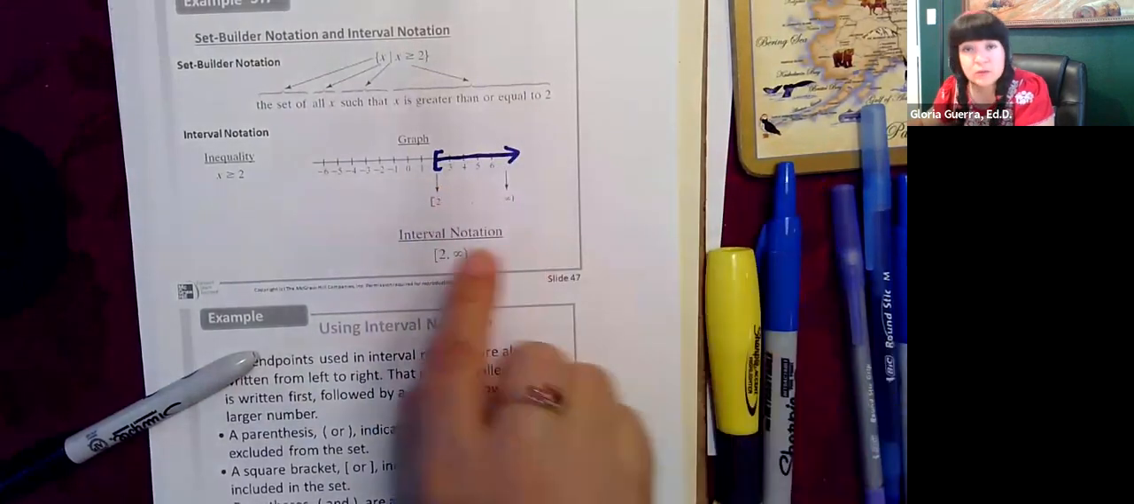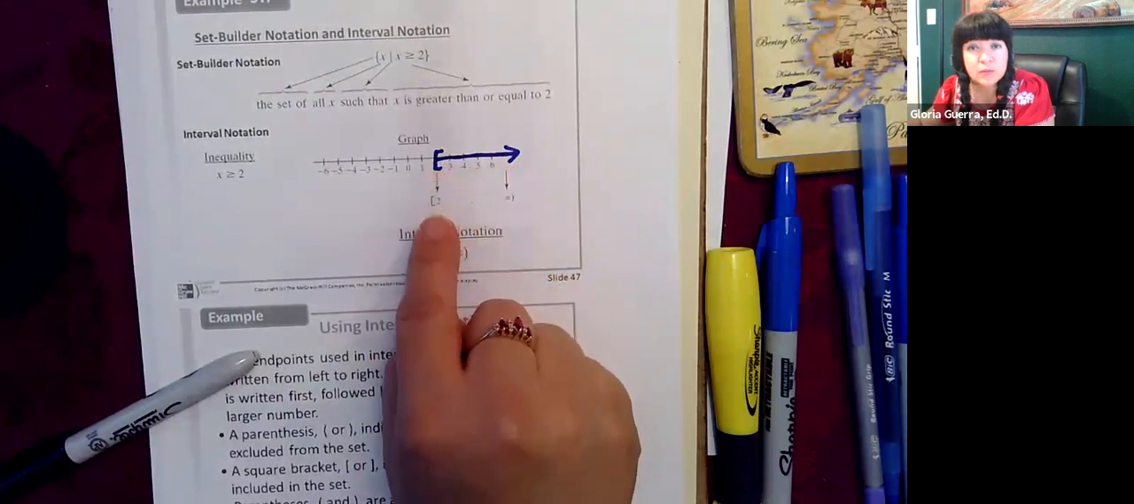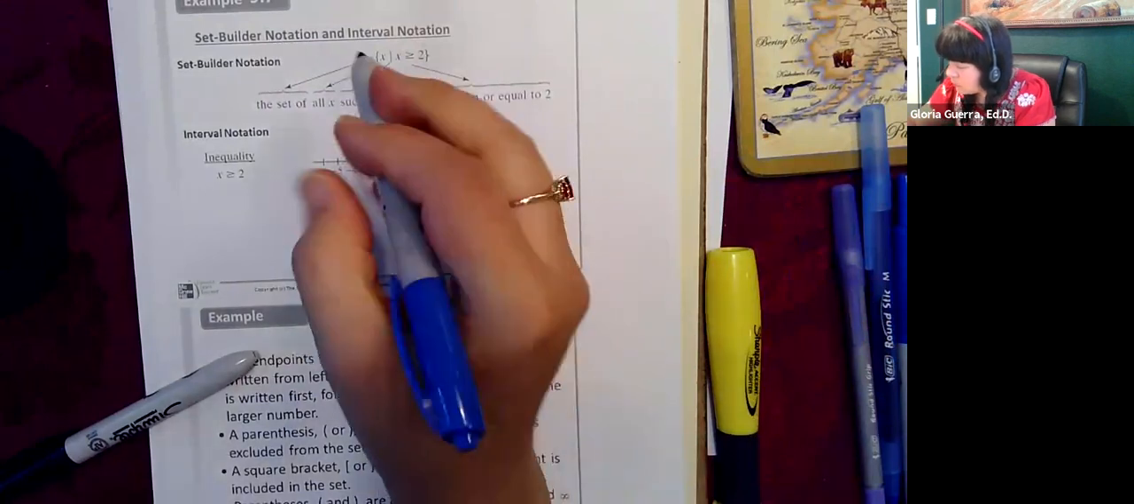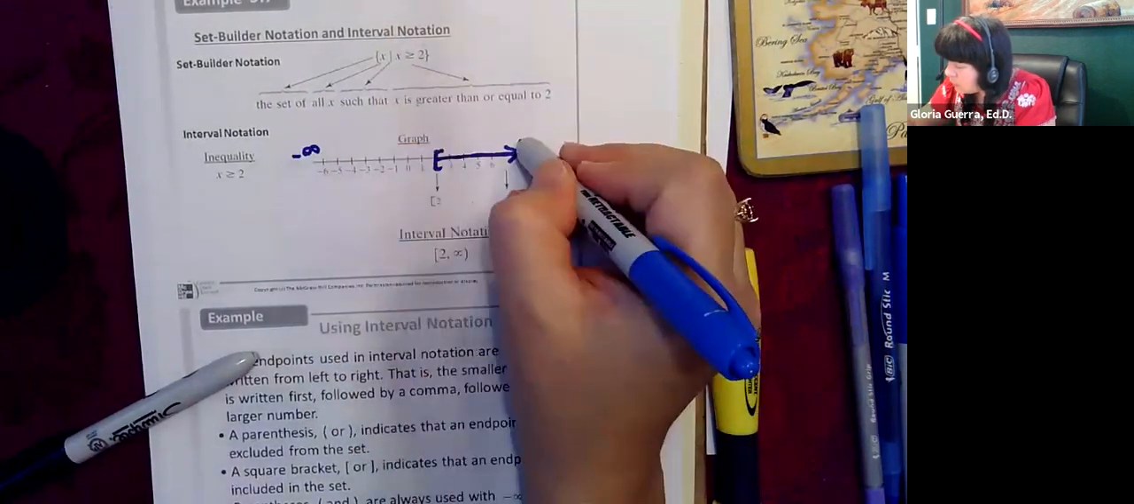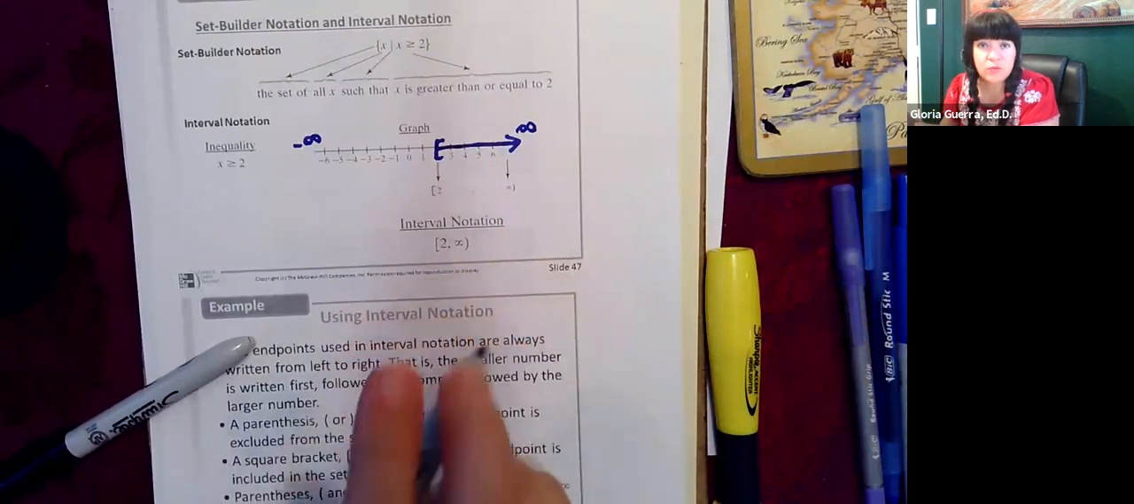So they read it from left to right. Here's your bracket, and then this is the infinity, right? So we have negative infinity to infinity. So they're emphasizing the infinity. Okay, so we're reading them from left to right.